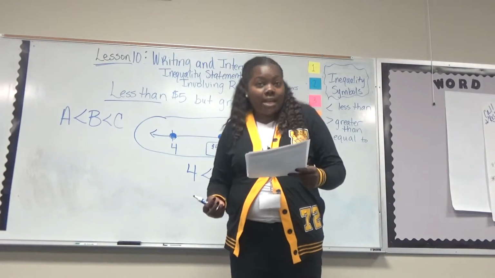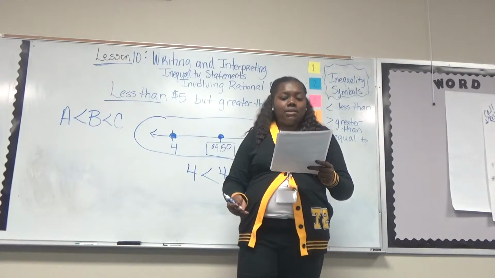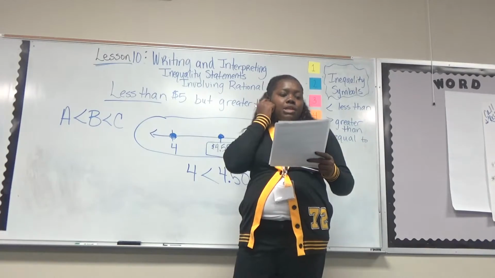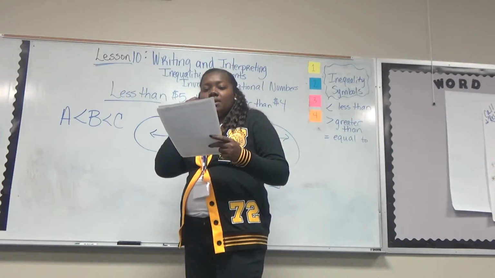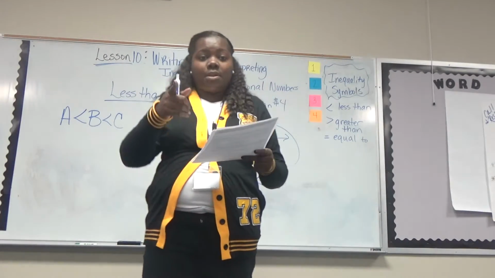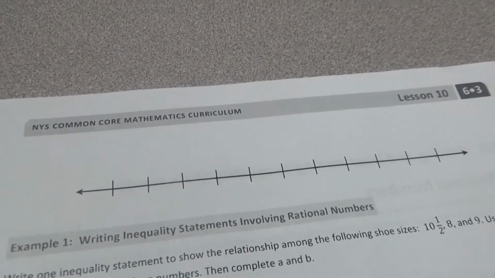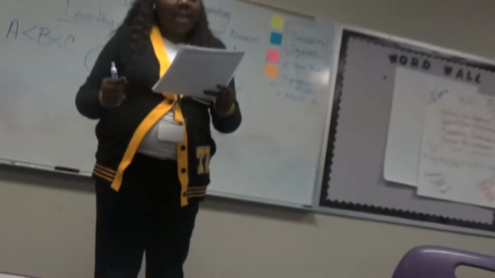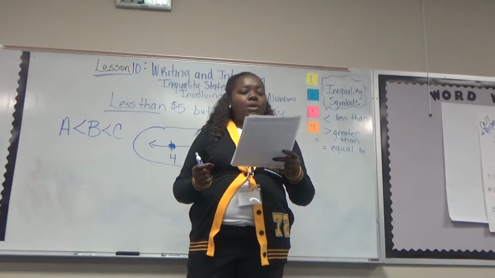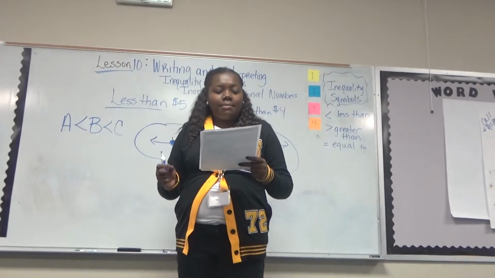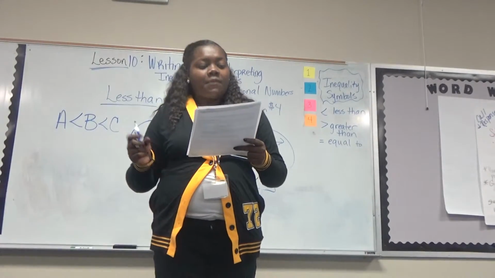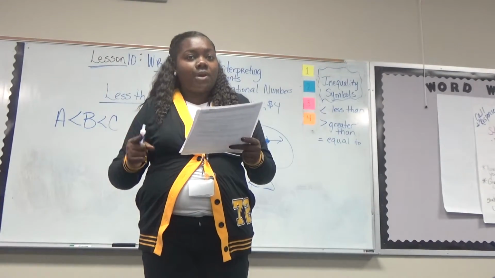So you have a 10 and a half, you have an 8, you have a 9. You're going to use the number line above. Locate that number line on your paper. Use that number line above to plot those points, 10 and a half, 8, and 9. And then you're going to complete parts A and B, which says order them from least to greatest, and then from greatest to least.